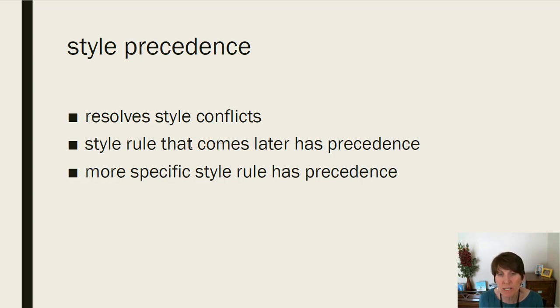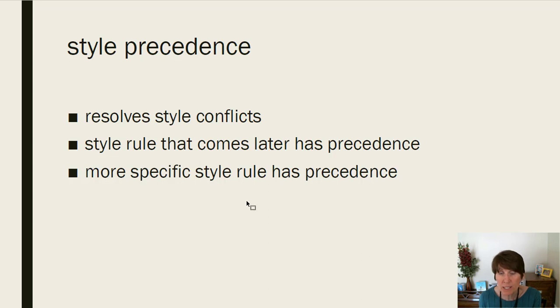Well, the way that it resolves that, one of the ways it does is the style rule that comes later has precedence. It just sets this style rule, then this one, and then it gets to this one. It'll overwrite anything before. So that's how it gets precedence.